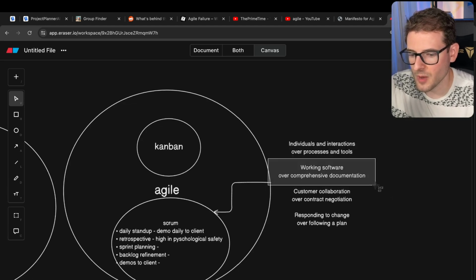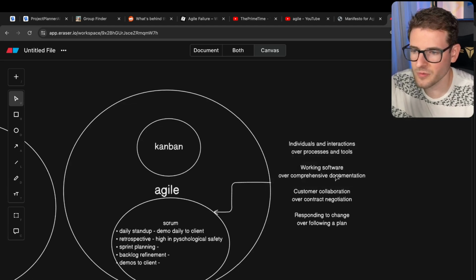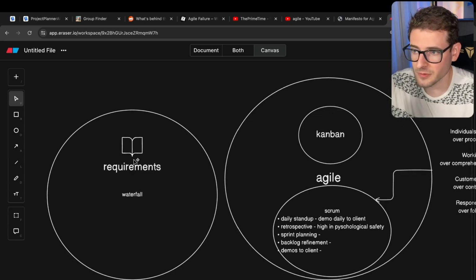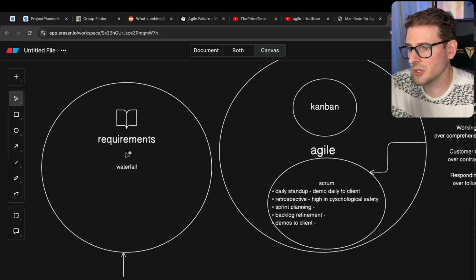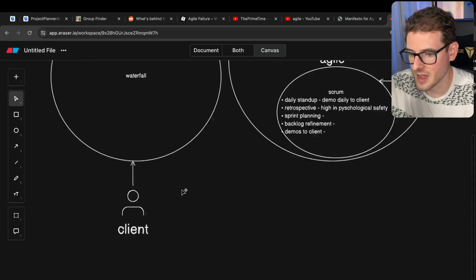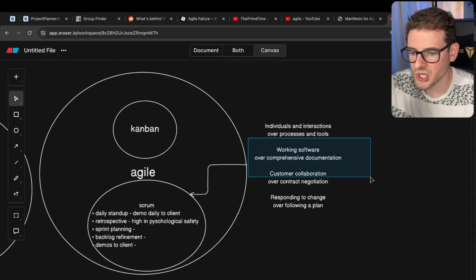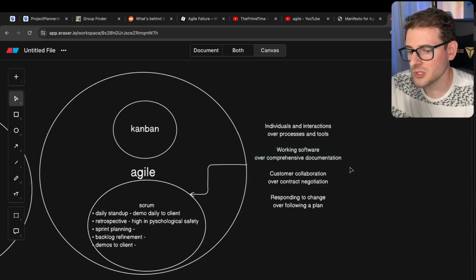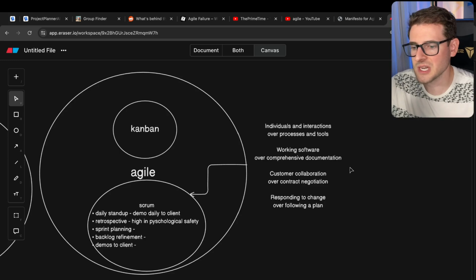Working software over comprehensive documentation. So this one comes more from Waterfall, where again, we have this huge document that has all the requirements and your team tries to fulfill them. And then you realize that you didn't even do it right and your client is very unhappy. And so the idea is to try to just ship working software as much as possible and get it in front of real users. And I would say startup companies do this the best. There's been examples where I'll reach out to a company.